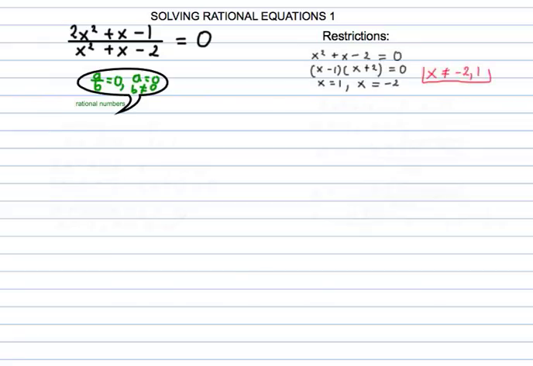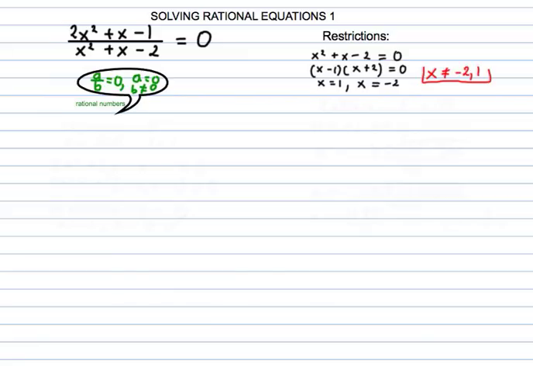Make the denominator equal to 0 and solve it. This is a quadratic equation solved by factoring. So these are my restricted values, -2 and +1. In case you get a solution that is equal to -2 or +1, you must reject it, because this is not allowed. So let's go back to our question.